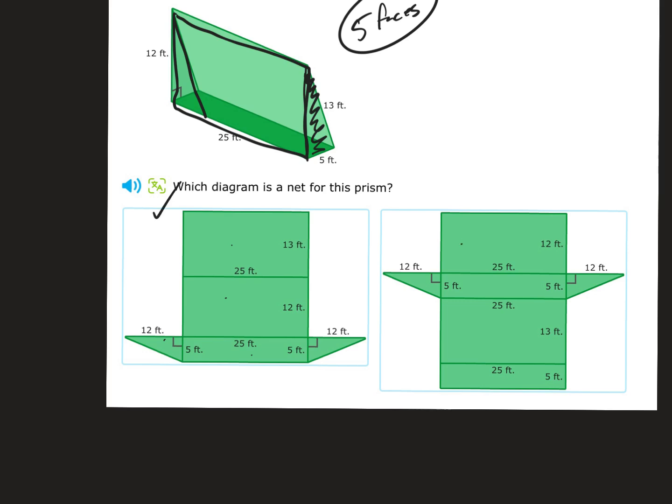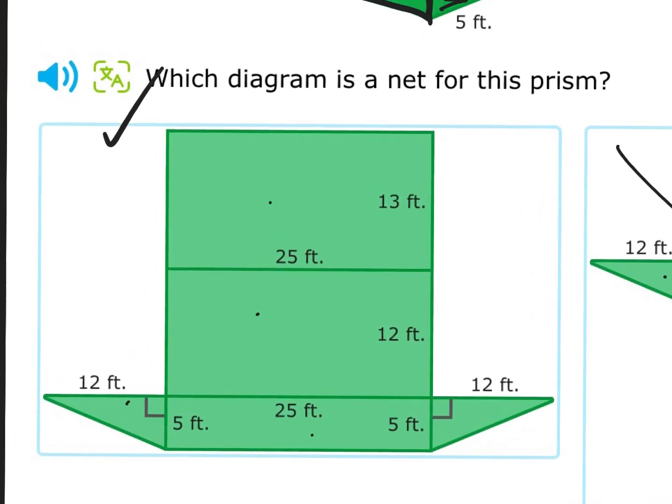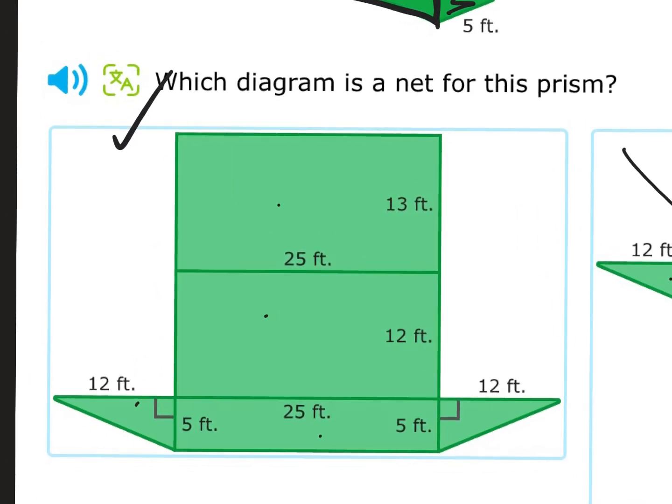Let's check the other one. 1, 2, 3, 4, 5, 6. Can't be that one automatically. So if you're pressed for time on a test or quiz, that is a way that you can sort information pretty quickly. So we know it's this one. So we are going to go ahead and solve for this.